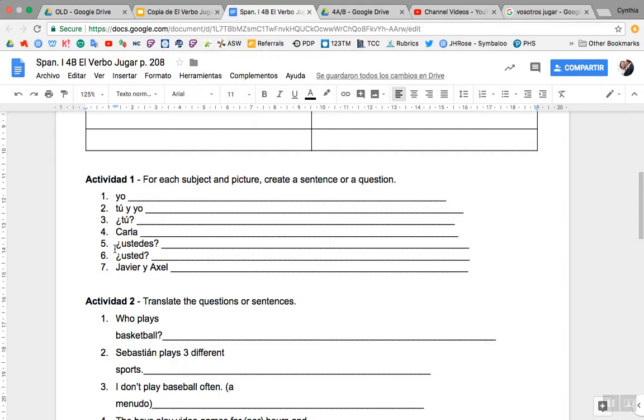Ustedes, ustedes juegan al golf. Do y'all play golf? Usted juega al, what's the sport? Baseball. Do you, formal, play baseball? And Javier and Axel juegan al tenis. Javier and Axel, they play tennis.